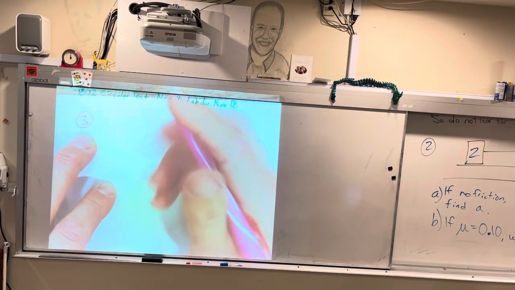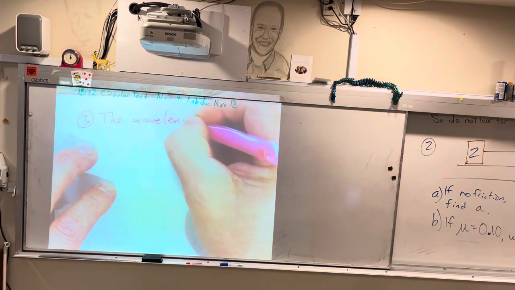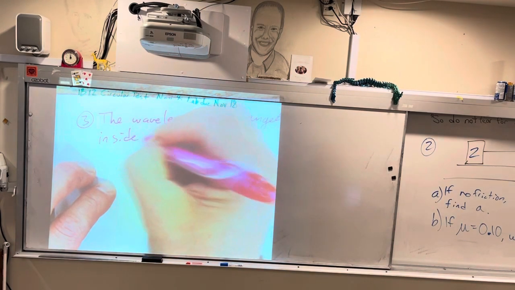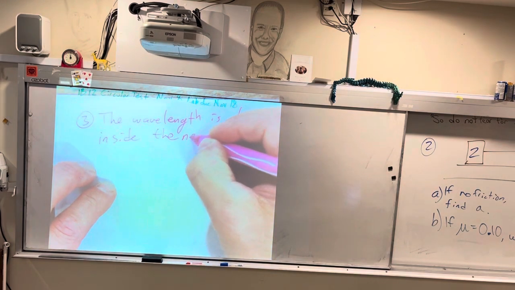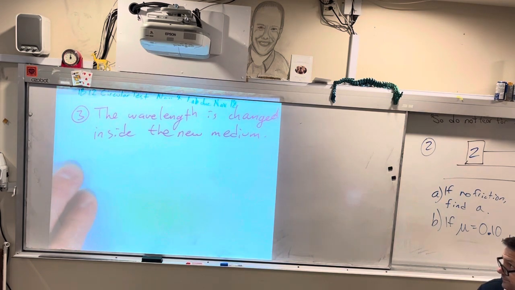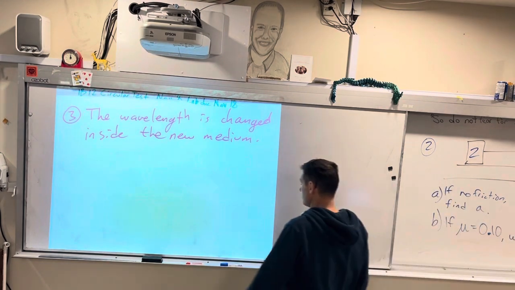Okay, so the third thing to remember is that the wavelength is changed inside the new medium. The reason for that is because when you enter a new medium, will you tell me what happens to light when you enter a new medium? It slows down. In this case, you're going to slow. Velocity stays the same, but what equation is always true with the wave?